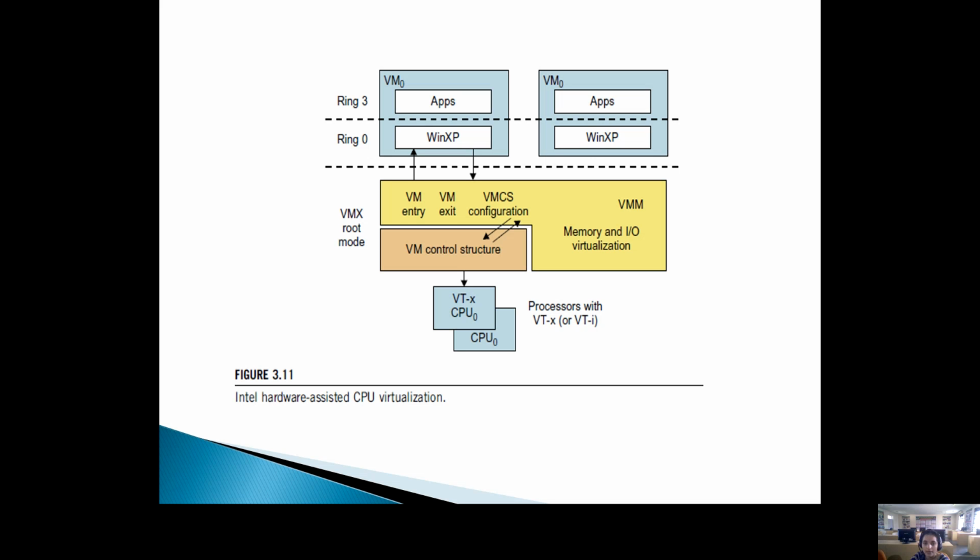So whatever we have discussed previously, this is the explanation of this diagram. Here what they are saying is that in this we have the applications, and the hardware. So here we have ring 0 and ring 3.